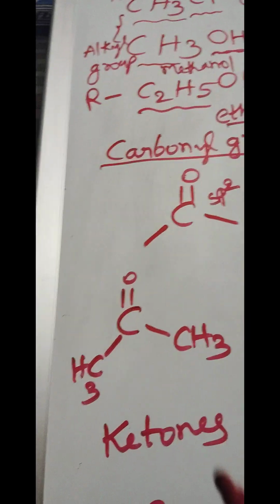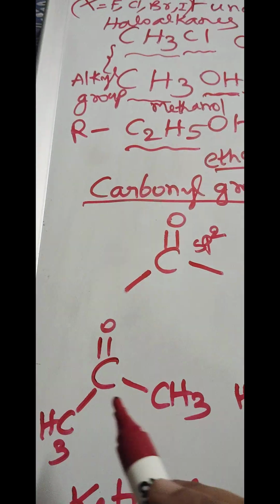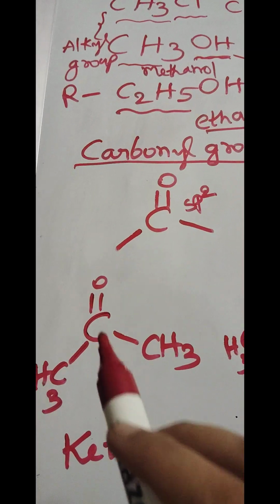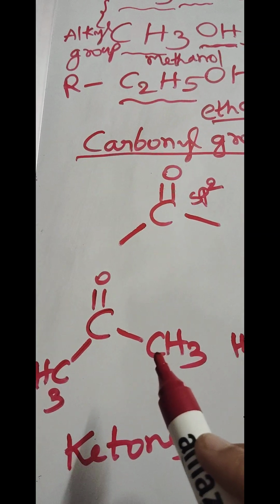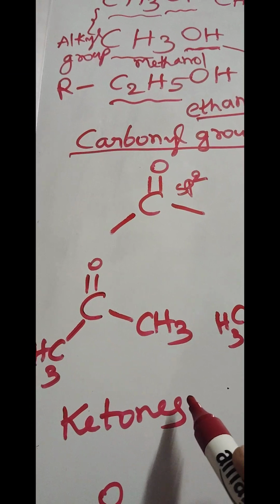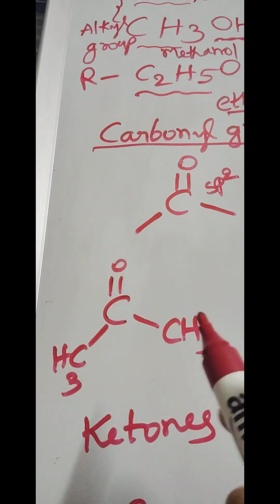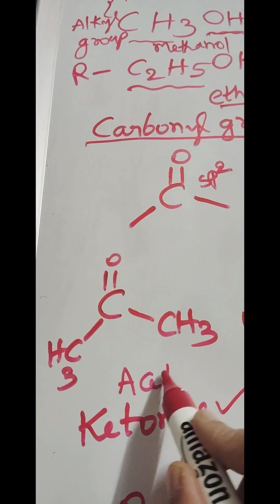Okay, let us follow. Let us see here. If you have a C double bond O group and the single bonds are attached to alkyl groups on either side, that means this carbonyl carbon is attached to two carbons on either side, they are called ketones. This is CH3, C double bond O, CH3, which is a famous ketone molecule with the name acetone.